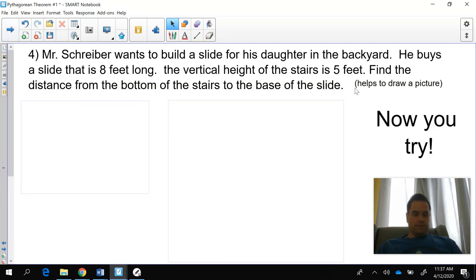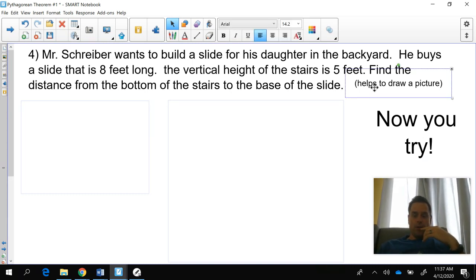Now, you may have a problem like this where you don't have a picture. This becomes a little bit more difficult, and I'm going to show you my terrible picture in a second after we read this. It says, Mr. Schreiber wants to build a slide for his daughter in the backyard. Not yet. She's only 3 months old, but in time, maybe. He buys a slide that is 8 feet long. The vertical height of the stairs is 5 feet. Find the distance from the bottom of the stairs to the base of the slide.